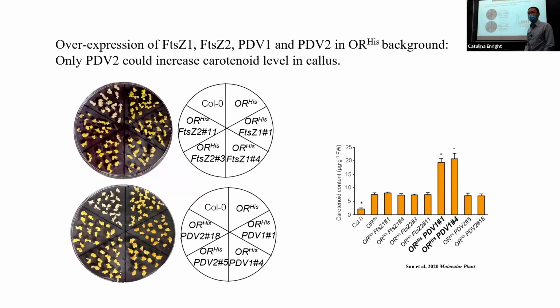Since we know the mechanism of how ORHis affects chromoplast division, we wanted to correct it to make more chromoplasts in the ORHis background. So we tried to overexpress different plastid division factors: FtsZ1, Z2, PDV1, PDV2. Those are all division factors that affect chloroplast division. We wanted to see which one can increase the chromoplast number in the ORHis background. Finally, we figured out that when we overexpress PDV1, we can increase the chromoplast number, which makes the callus accumulate more carotenoids in the chromoplasts.